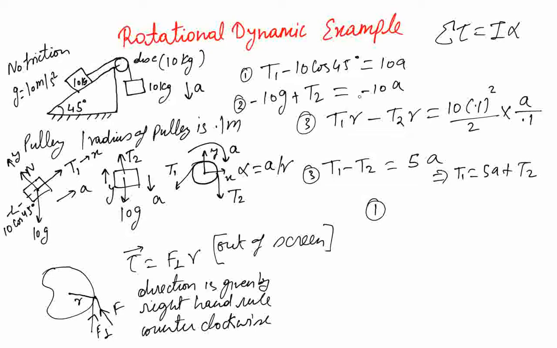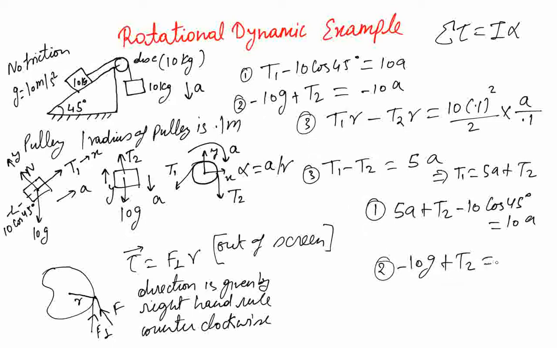So let's substitute that here, and we get 5A plus T2 minus 10 cos 45 degrees equals 10A, and the second equation becomes minus 10g plus T2 equals minus 10A. Now both these equations are in terms of T2 and A, and you can solve them to find the values of T2 and A. Once you have that, you can also find the value of T1 using one of these equations. So that's how we solve this problem.